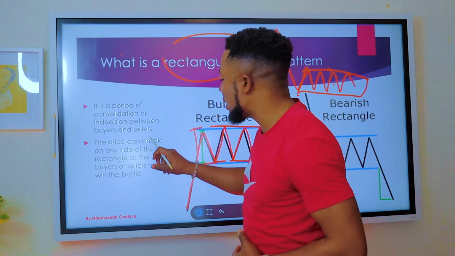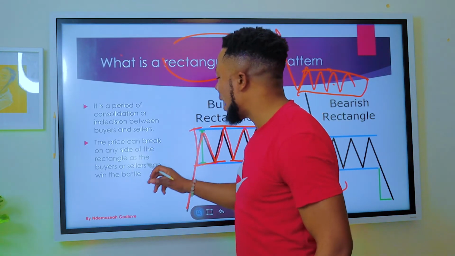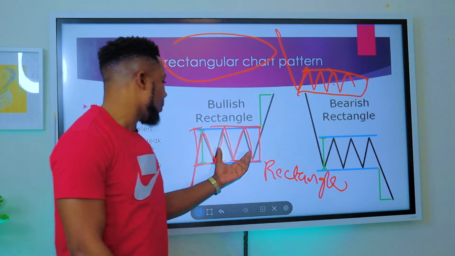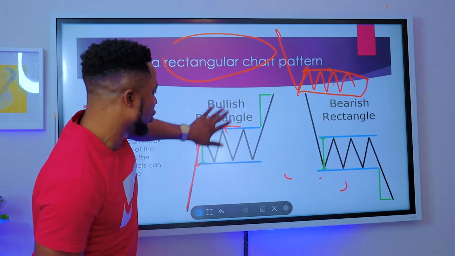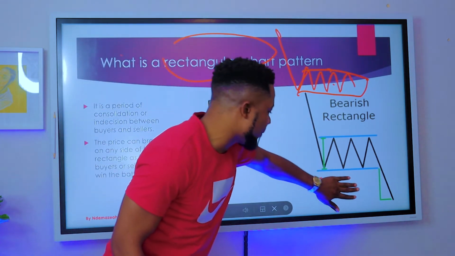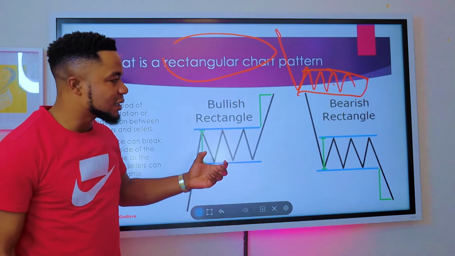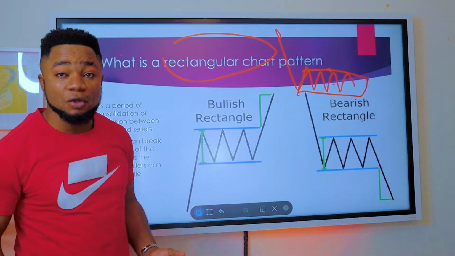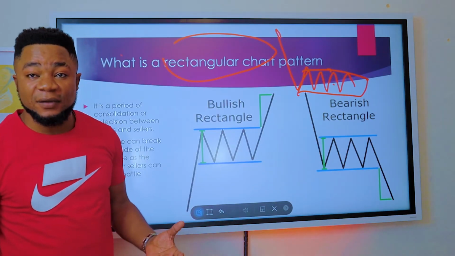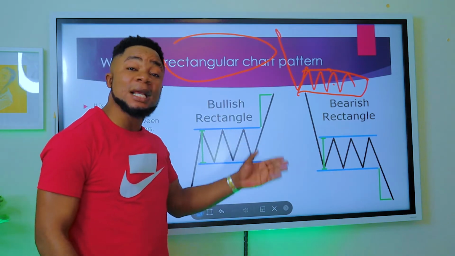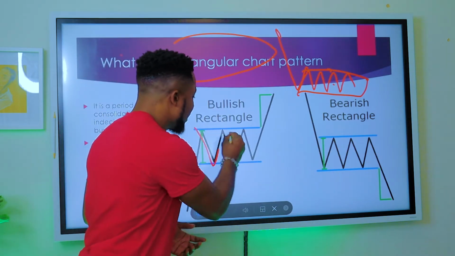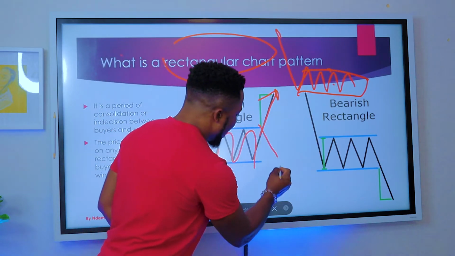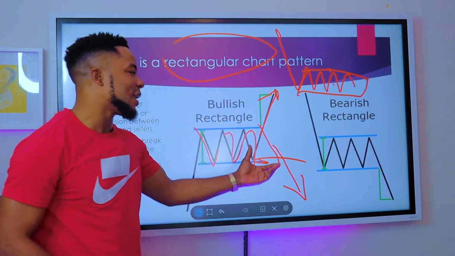Then the price can break on any side of the rectangle, as the buyers or sellers can win the battle. As easy as that. Since we are testing support and resistance here, this can just be an impulse. Remember, this is not a reversal signal. This is what we call a dual signal indicator, all right? It can either cause a trend continuation or it can cause a trend reversal. So here, the market can break in either direction. After this consolidation, after testing this area, the market can break up, as you see, or it can still come down here and break down. So the market can break in either direction.